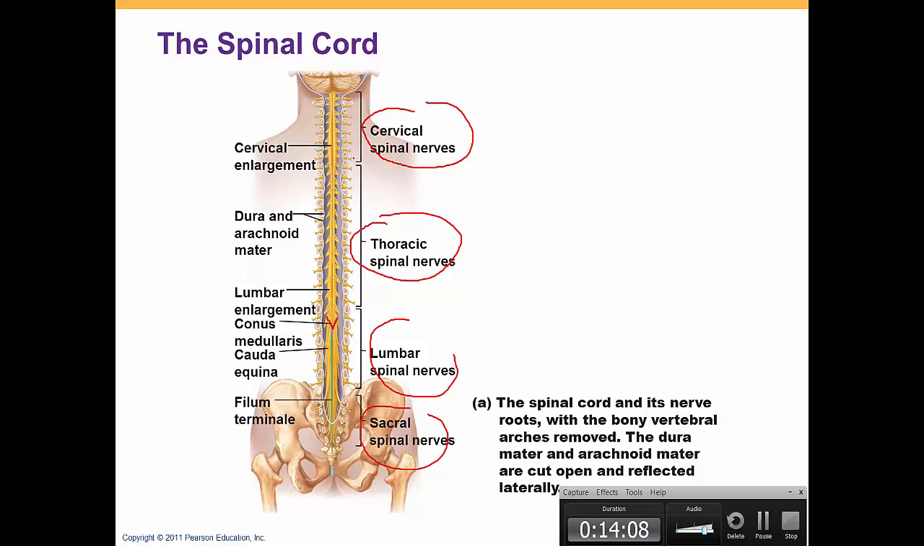So the spinal cord is shorter than the spinal canal, or the vertebral canal. So the vertebral canal is much longer. But this is because we grow much faster in our bones than our nerves. So if a baby is born, the spinal cord will be like this, and the spinal canal will also be like this. So they are at the same level. However, as you grow, the bones grow faster than the nerves.